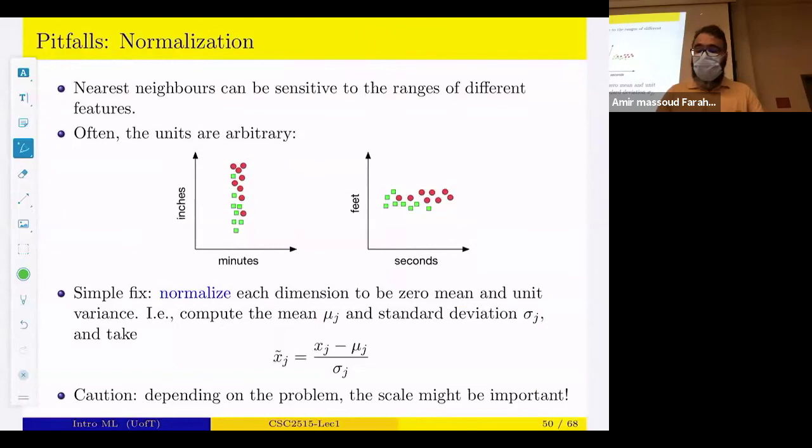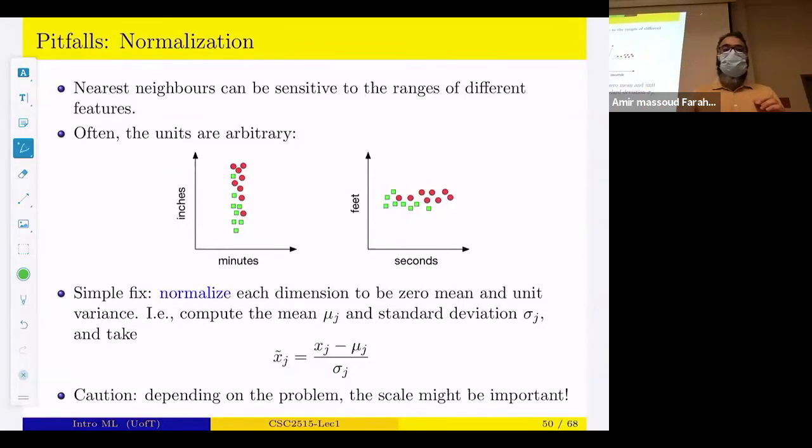Okay, so I want to talk about some other aspects of KNNs. Nearest neighbors can be sensitive to the range of different features. Why? Because it uses Euclidean distance. If you stretch one dimension by, say, 10 times, the order of distances would be different.